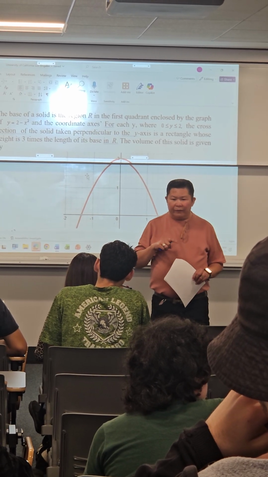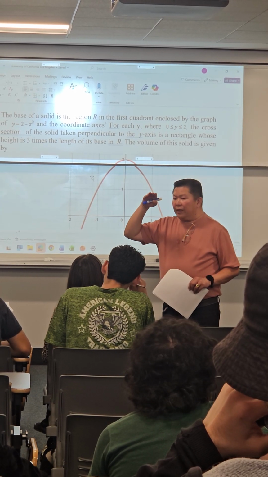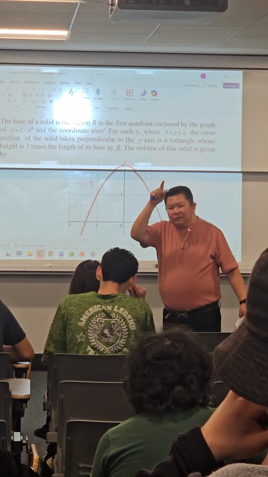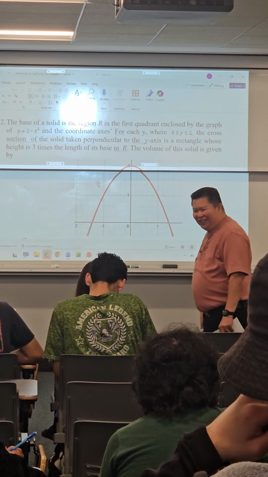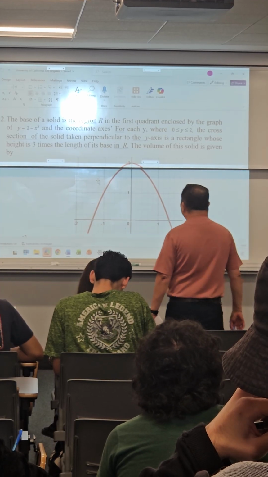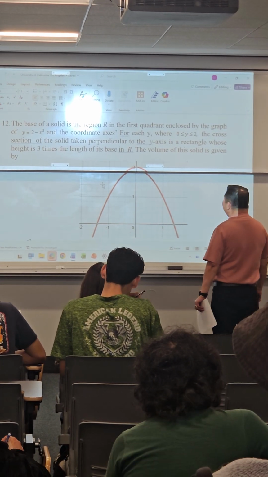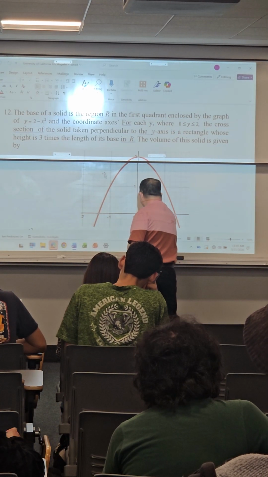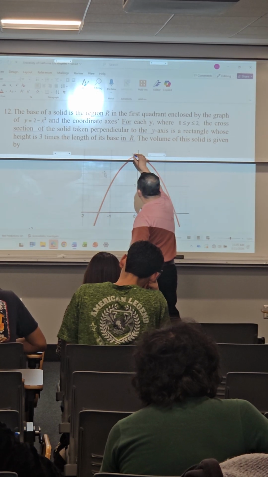But what is the concavity? Down. Then, shifted how many units up? 2 units. Can you imagine now? Do I have to show you the graph? Of course, that's the graph. Okay? And the coordinate axes, for each y, where the interval is from 0 to 2. Right there. 2.